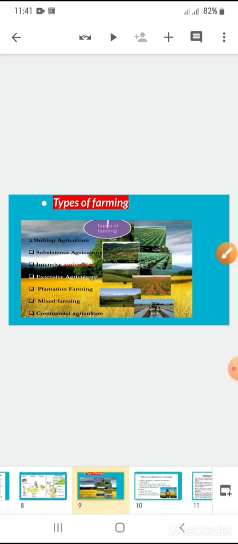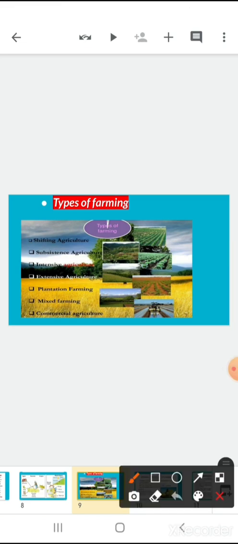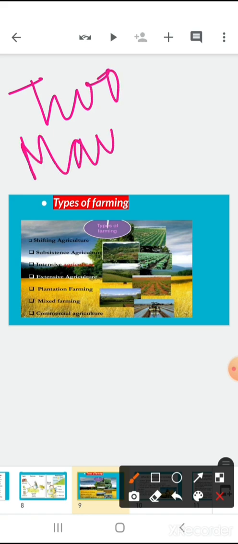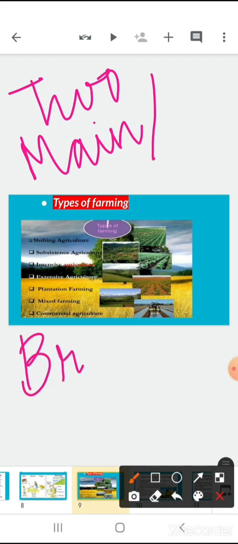Now, getting to one more important term that we are going to learn: in farming, two main broad categories are there. I repeat, two main or broad categories are there.